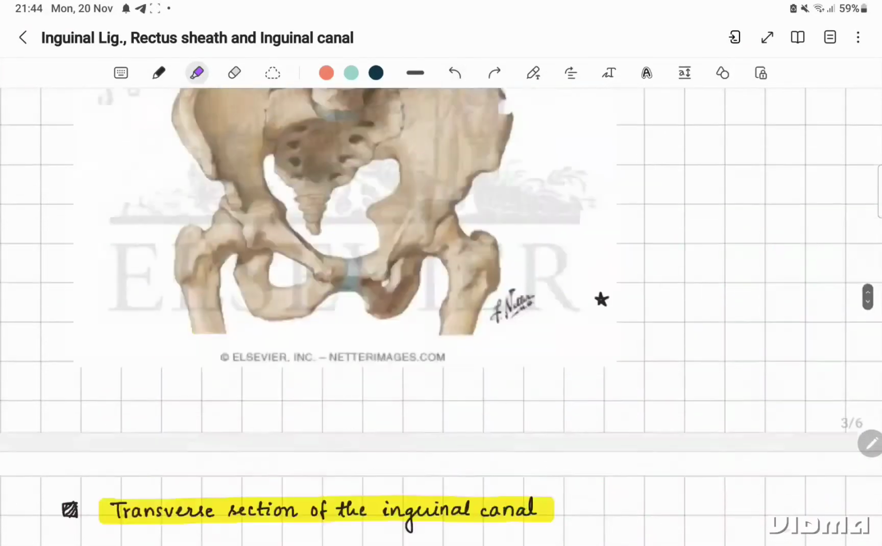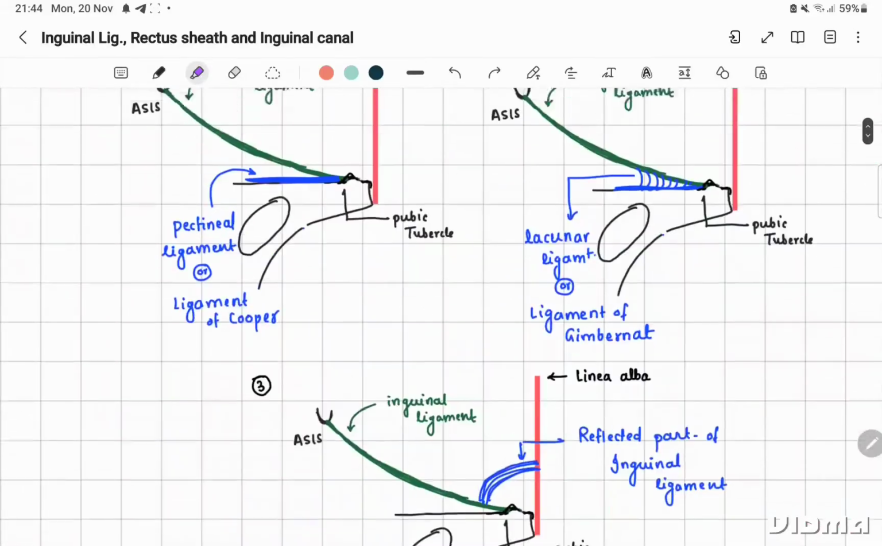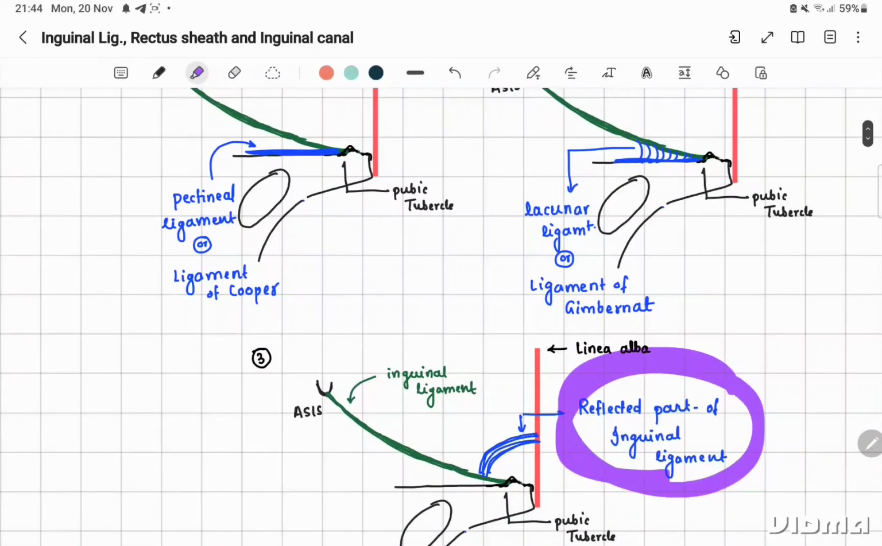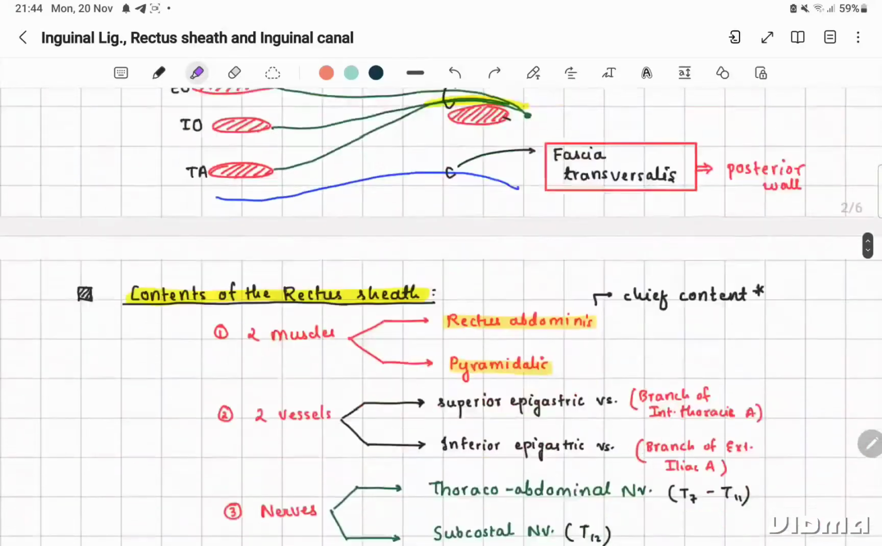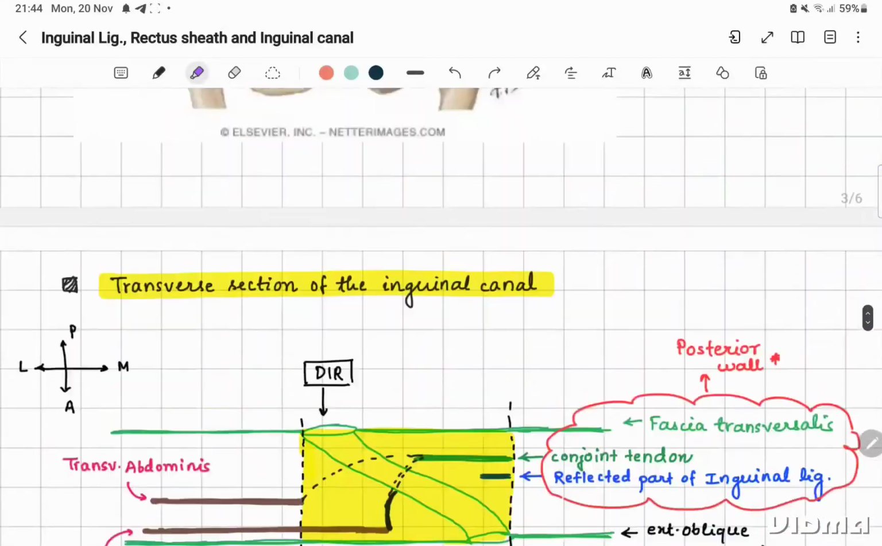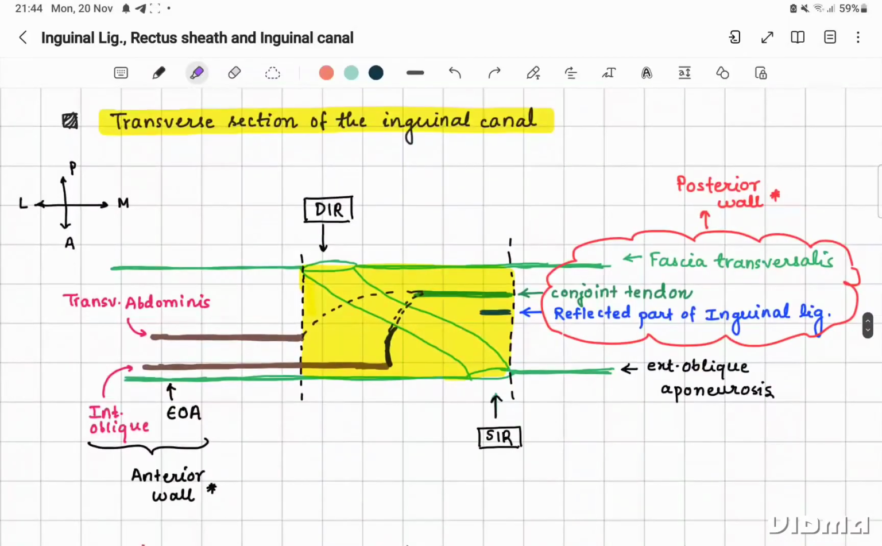Reflected part of inguinal ligament. That is a modification of the inguinal ligament. This one, reflected part of inguinal ligament. Okay, these are forming a posterior relation, so the posterior wall of your inguinal canal.